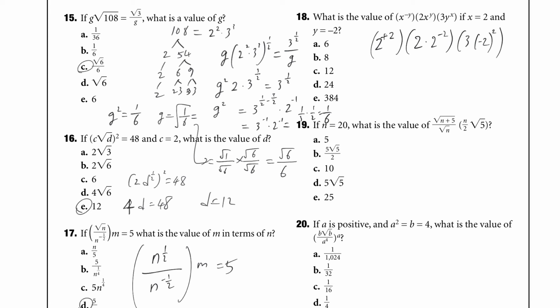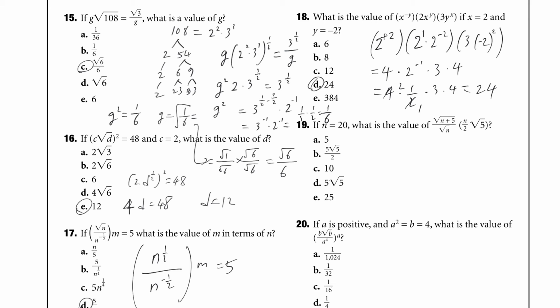2 squared is 4. 2 times 2 to the negative 2 is just, so that's like 2 to the 1 times 2 to the negative 2, which is just 2 to the negative 1, times 3 times negative 2 squared, which is 4, right? And this is like saying 1/2 times 3 times 4. So it's a simple multiplication. 2 times 3, 6 times 4, 24. Answer is D.